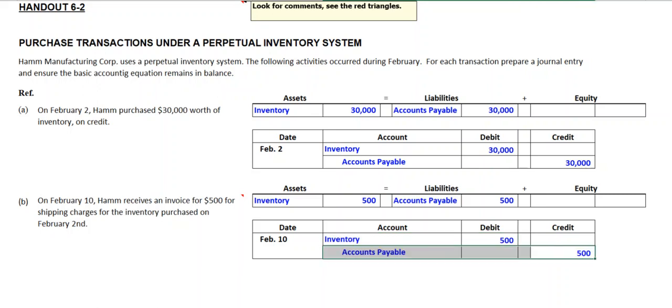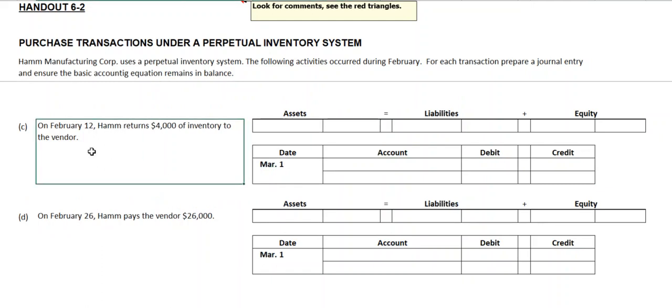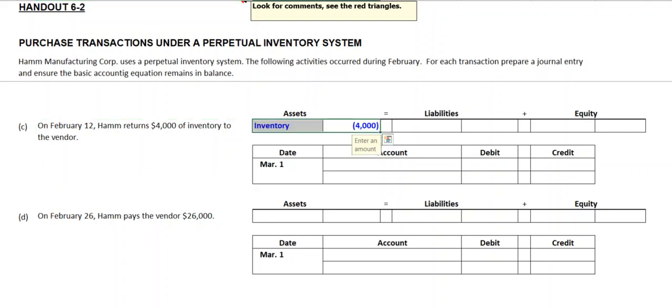On February 12, Ham returns $4,000 of inventory to the vendor. So we will have a decrease in inventory for $4,000. And since we've returned the inventory, we no longer owe the vendor for it, so we'll have a decrease in accounts payable as well. We decrease liabilities with debits, so we will debit accounts payable for $4,000. And we decrease assets with credits, so we will credit inventory for $4,000.